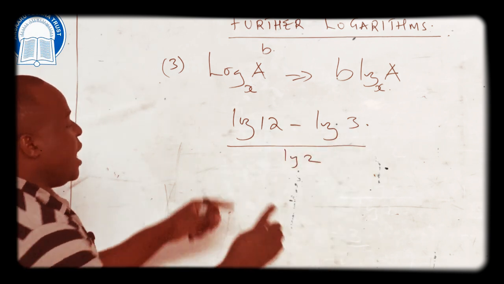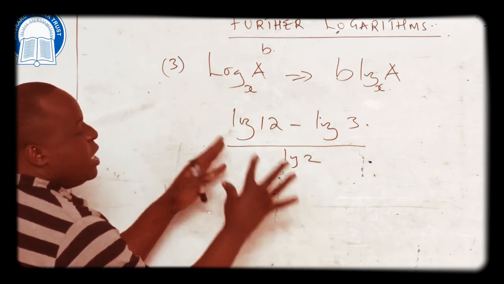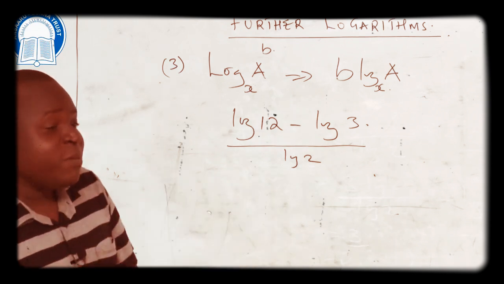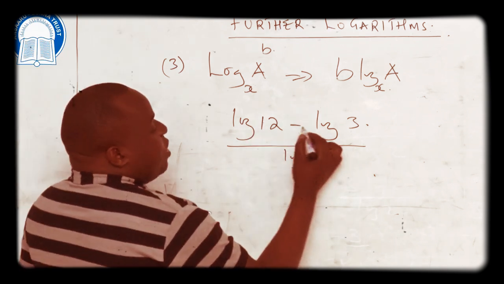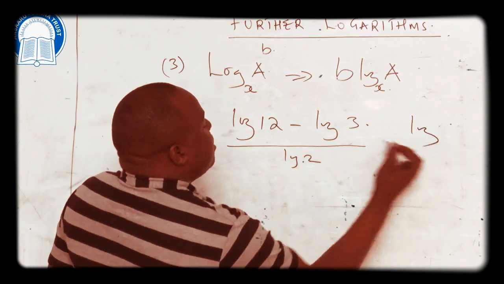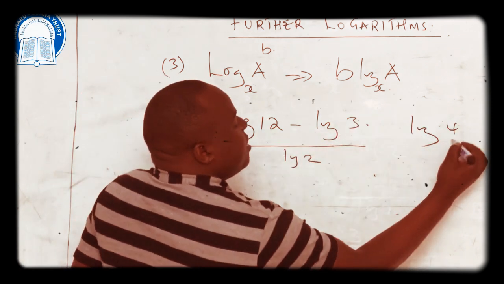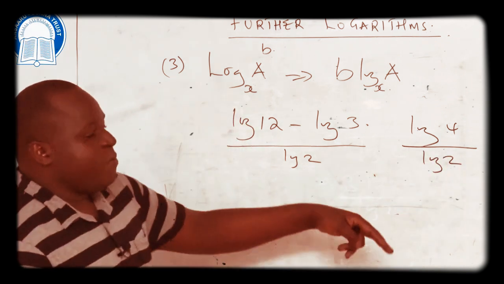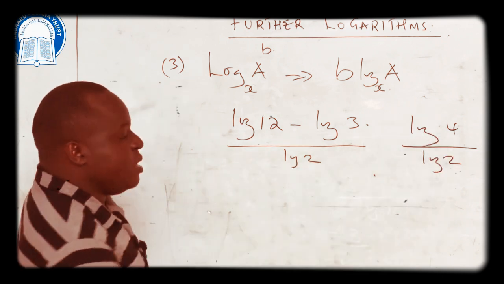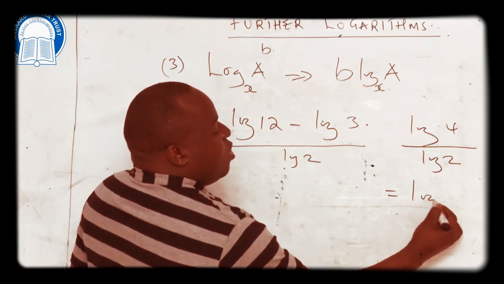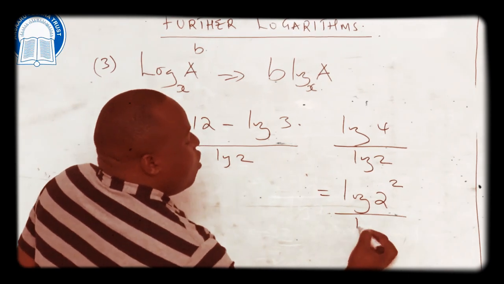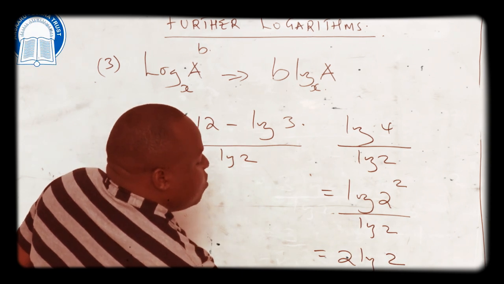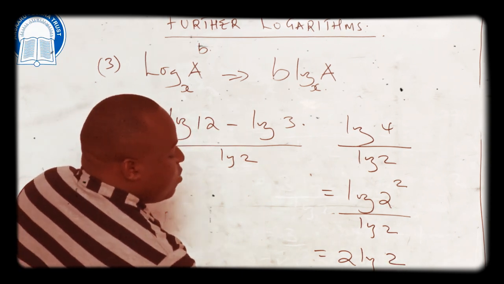And remember what I said. Anytime there is an over, a numerator and denominator, there should be a way in which the numerator and denominator have something in common. So log 12 minus log 3 is the same as log 12 divided by 3, which is the same as log 4. Then the numerator is log 2. Again, if you got the first example, I don't really need to explain this much. This is just the same as log 2 raised to 2 over log 2, which is the same as 2 log 2 over log 2. Same, so the final answer would be 2.